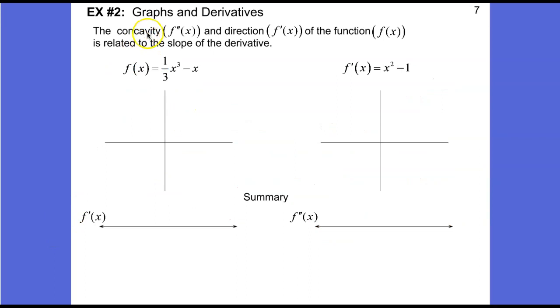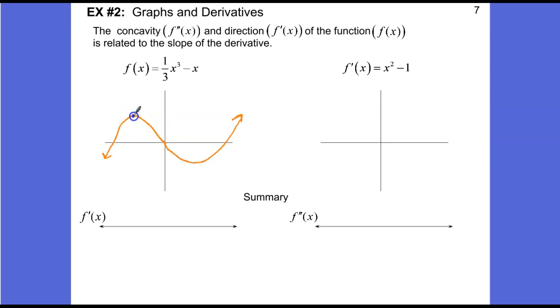In example 2, we want to look at the relationship between graphs and derivatives, and so the concavity f double prime of x and direction f prime of x of the function f of x is related to the slope of the derivative. So let's take a look at this. So here we have f of x equals 1/3 x cubed minus x, and if we graph this, we get something akin to this. So we've got a function that looks kind of like this, and let's think about this a minute.